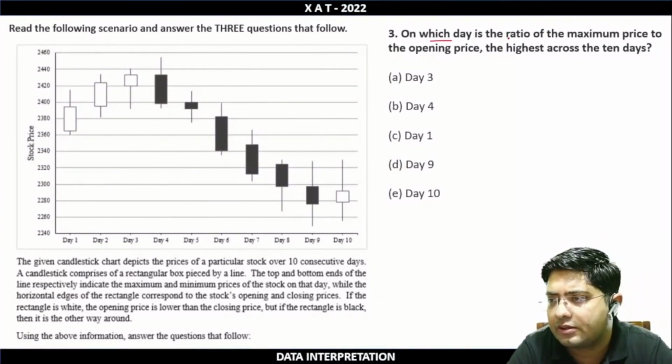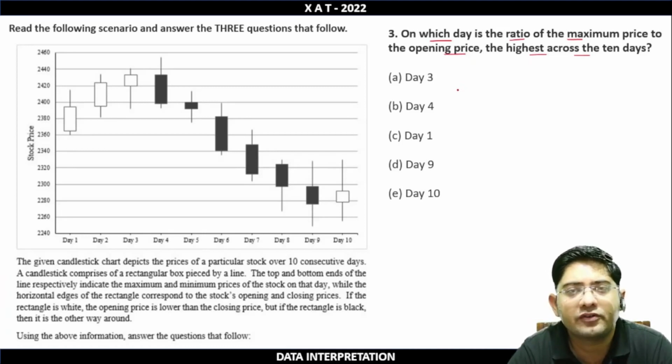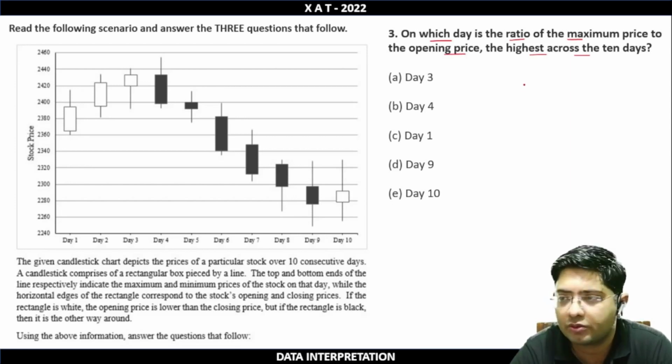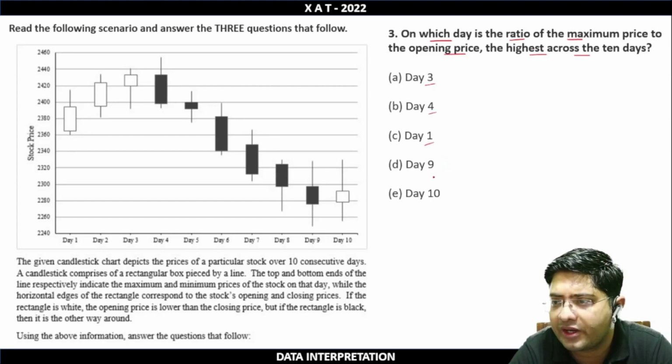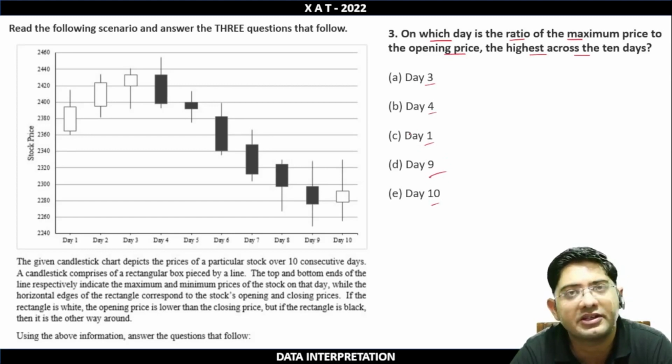Okay. Now let's look at the last question of this set. On which day is the ratio of the maximum price to the opening price the highest across the 10 days? So in this question, we have to find the ratio of maximum price to the opening price, and we have to look for the highest ratio. Now we have the days as the options: 3, 4, 1, 9, and 10. So let's check for these days.